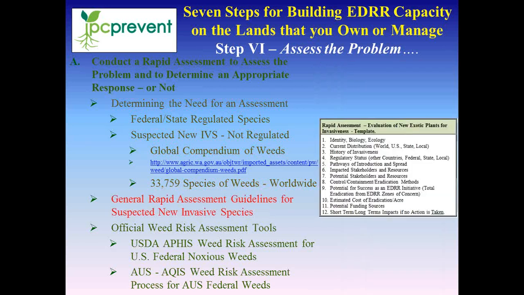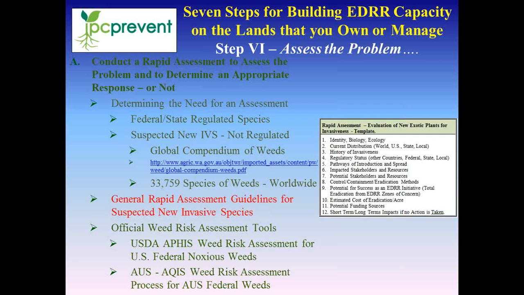We have general guidelines for doing rapid assessments. Basically, what you want to do, if you already know something is a problem, then there's no reason to do a formal risk assessment. What I would suggest you do is a general rapid assessment. And so basically here it's like a 12-part report from identity, biology, ecology, current distribution, history of invasiveness.